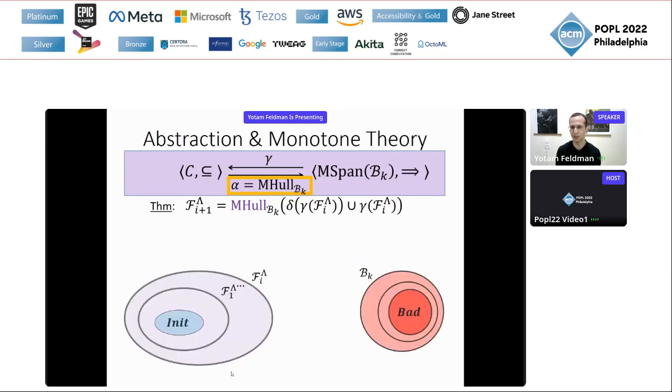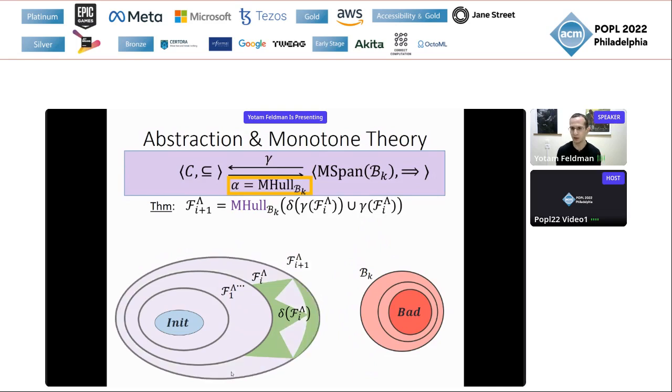So in lambda PDR, the next frame is always computed by taking the exact post image of the previous frame and then computing the monotone hull of the result. So this is a sort of completion operator that adds to the next frame of lambda PDR all the states that the exact post image stands between them and BK in some sense.